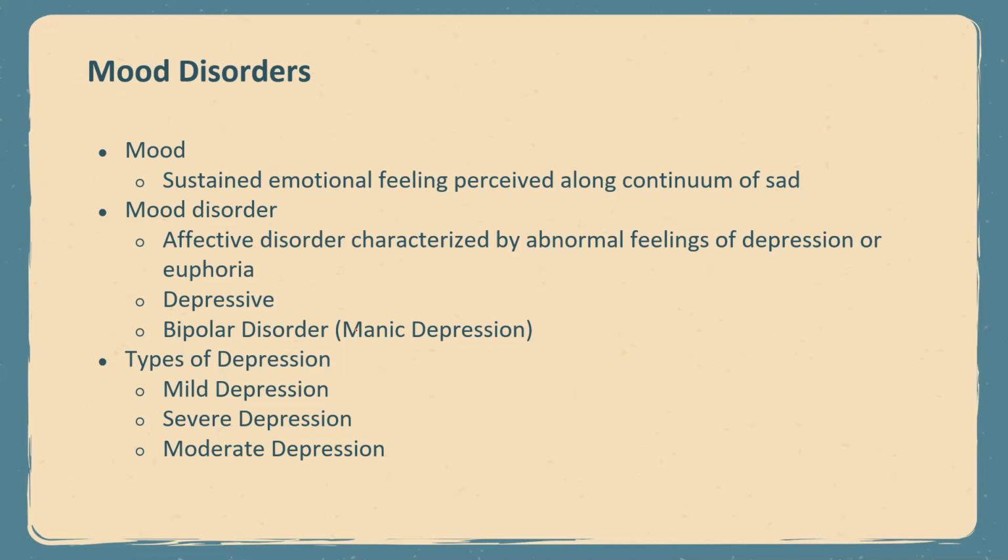Now, mood disorders can be divided into two. We have the depressive or unipolar, and we have the bipolar disorder, the bipolar disorder, or what we call the manic depression. Okay? Types of depression includes mild depression, severe depression, and moderate depression.